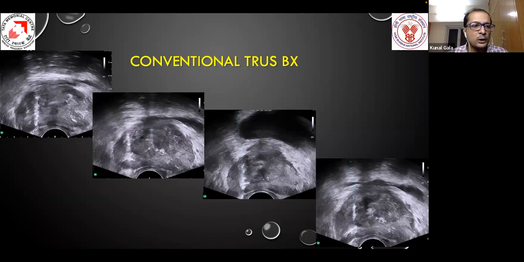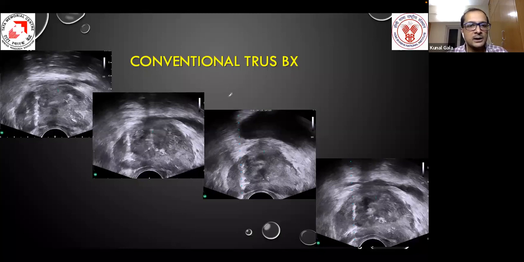So normally what we do is biopsy from the right side first, then we rotate the ultrasound probe 180 degrees, so that the left side of the gland comes on this side, and then take multiple cores on this side as well. So this is how a normal conventional uniplanar approach to the prostate biopsy is.